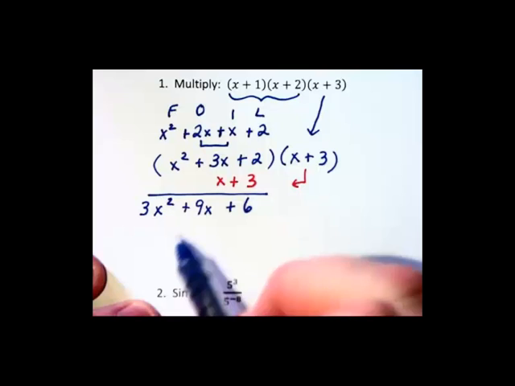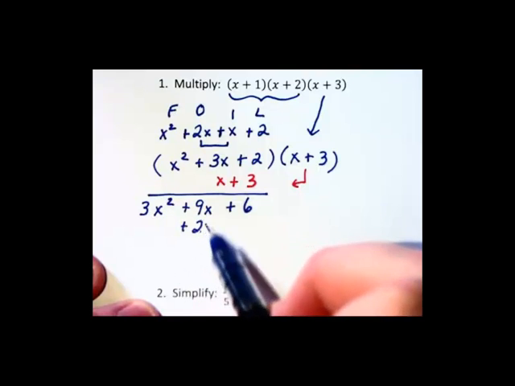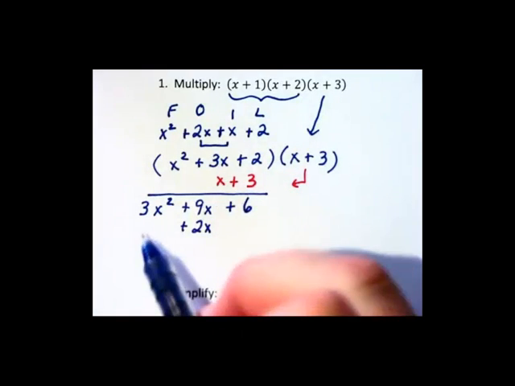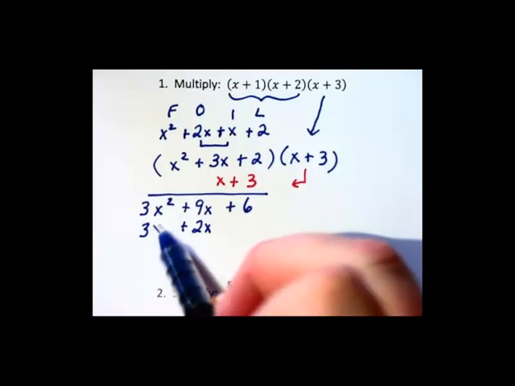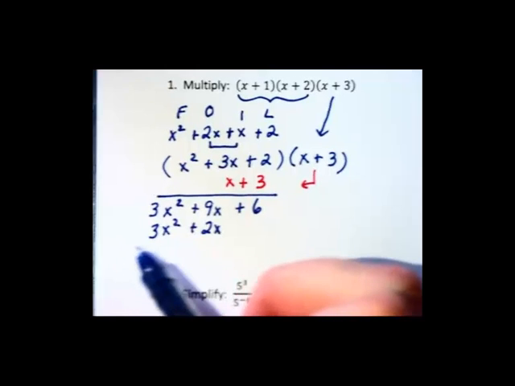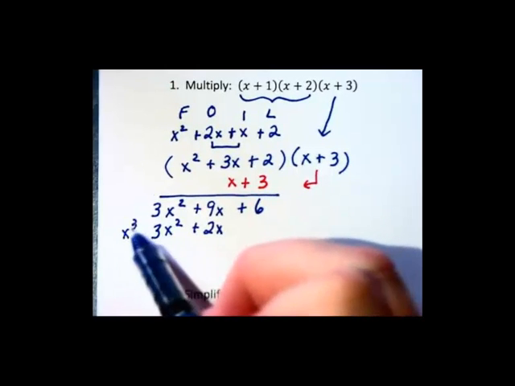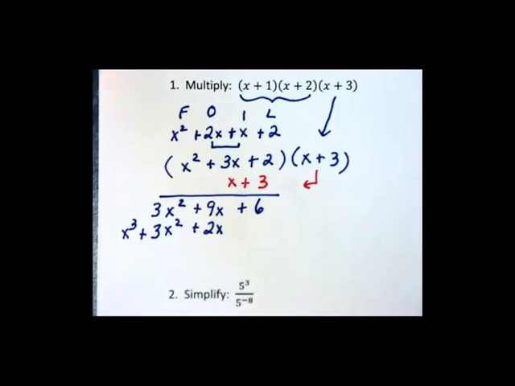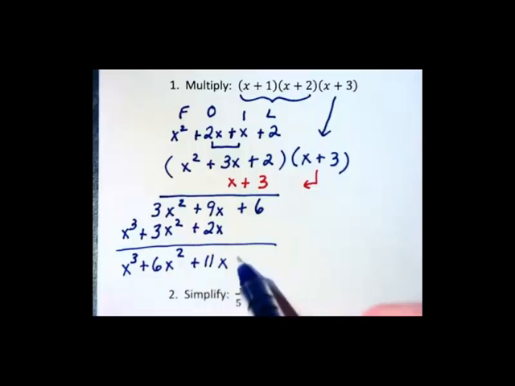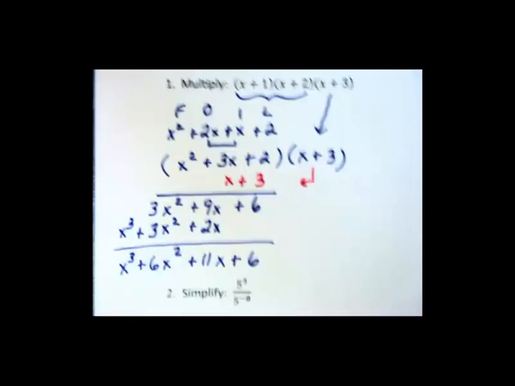Then we begin multiplication with the x times everything above it. X times the 2 on the top right is 2x, and notice how I'm lining it up beneath the 9x. Then x times the 3x above it gives us 3x squared. And finally, x times the x squared on the top left gives us x to the third plus that 3x squared. Now I'm just going to add down like terms, x to the third plus 6x squared plus 11x plus 6. Okay? That's all there is to that.